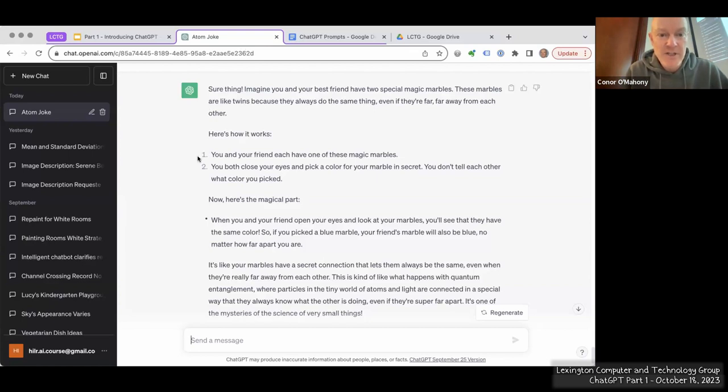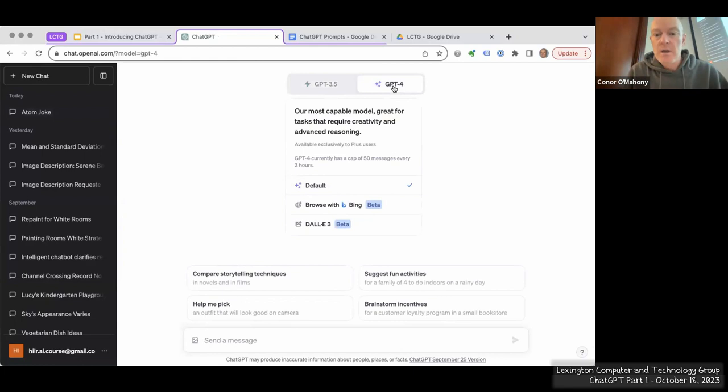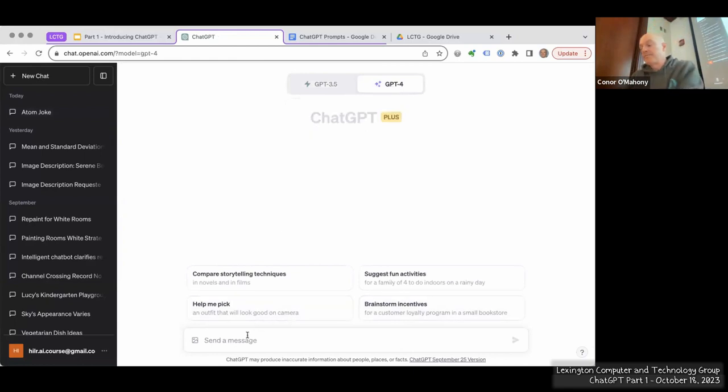I'm going to do a little rearranging of screens here because I'm going to start a new chat now, and I'm going to go to GPT-4. So GPT-4 is the latest version. I think it's $10 a month for access. It is different. It will give you different outputs. It's been trained on a lot more data. But what I wanted to show you here is not necessarily some prompts around text, but some prompts around images and graphs.